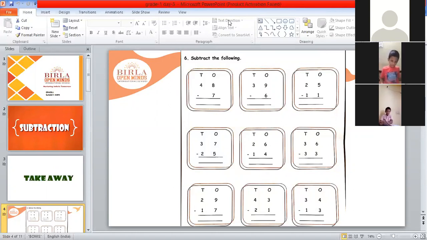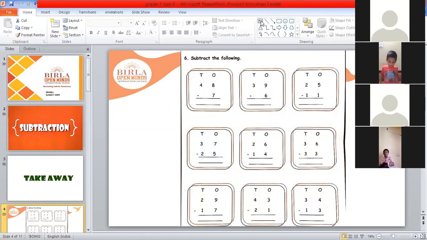So Suryansh, you read question number 5 now. 26 and 14. Is it 26 symbol minus or plus? Tell me fast. Plus symbol or minus symbol? Minus 14. Very good. So this is 26 minus 14.